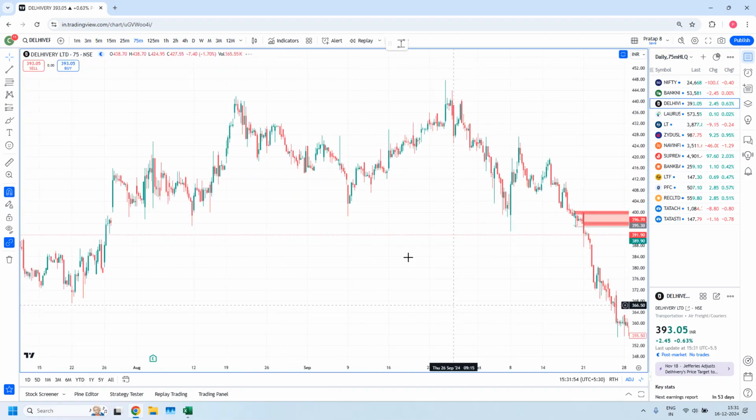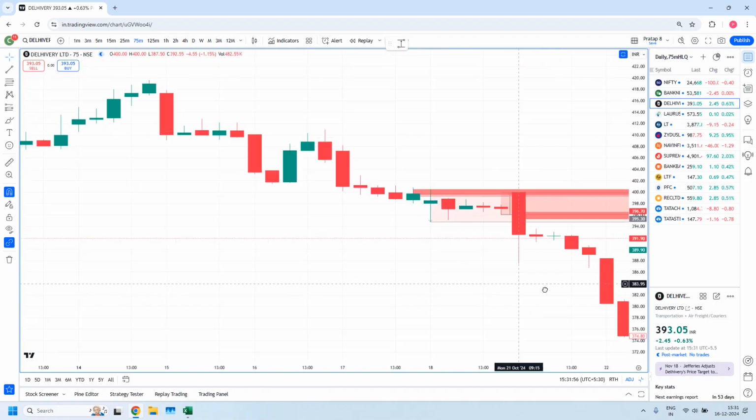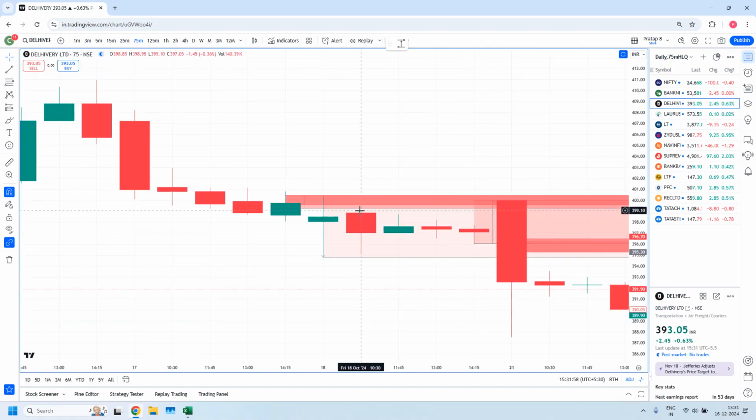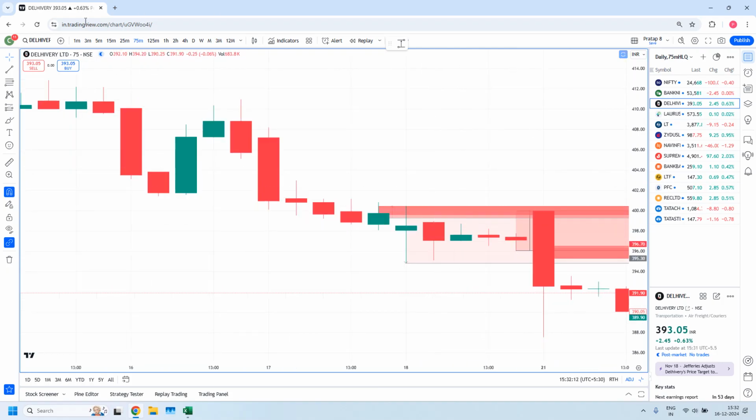How I fine tuned? Here I consider this as a drop candle, 3 base candles, and then again a drop candle, drop base drop. And this is the 75 minutes fine tuned zone. This is again fine tuned with 15 minutes time frame.